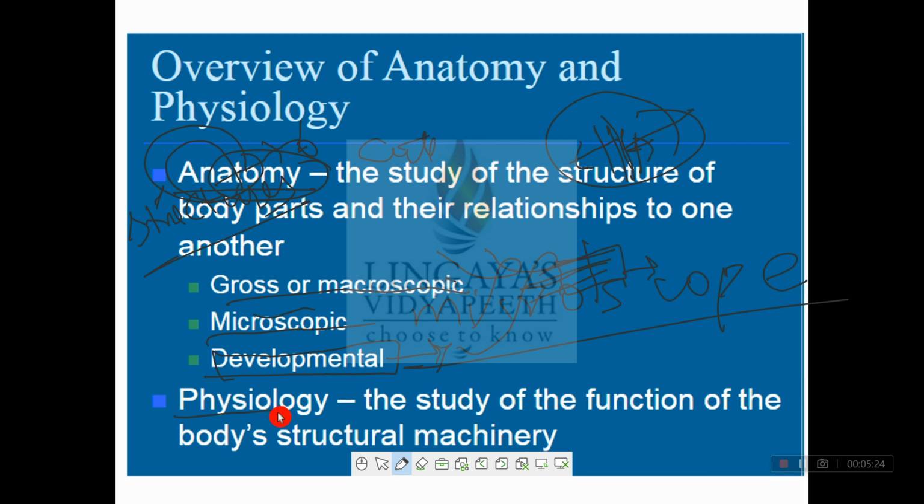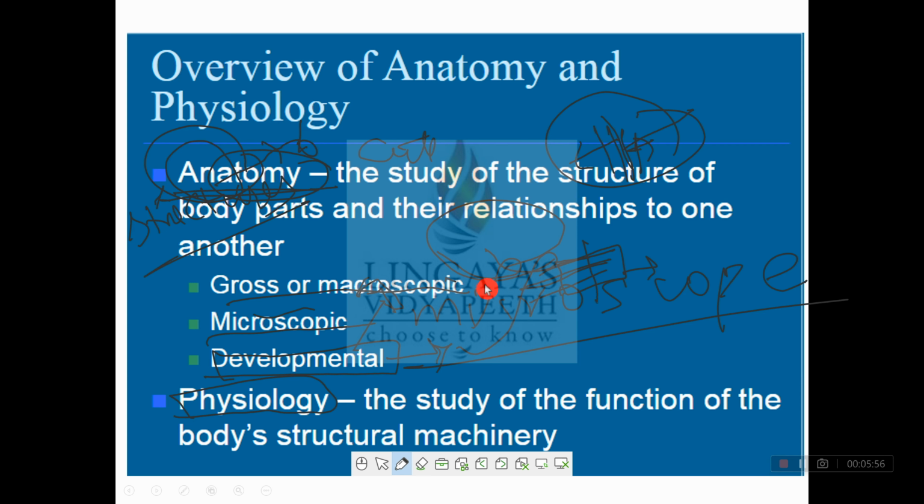Next is physiology. What is physiology? Now you understand what anatomy is. Anatomy is the study of the internal structures of any organism or human being, right? Now, physiology is the study of the functions of the body parts. In anatomy we cover the internal structures. Now, how do these internal structures perform their functions?